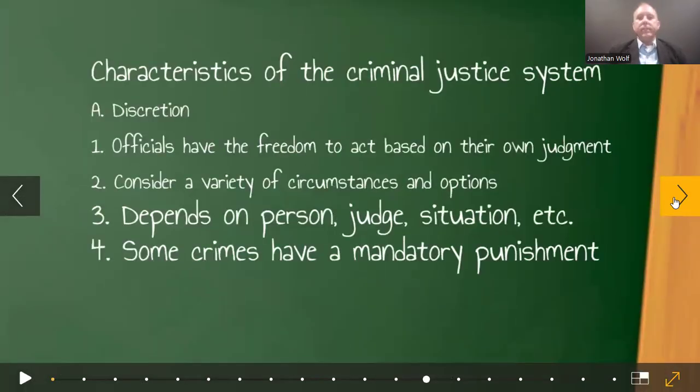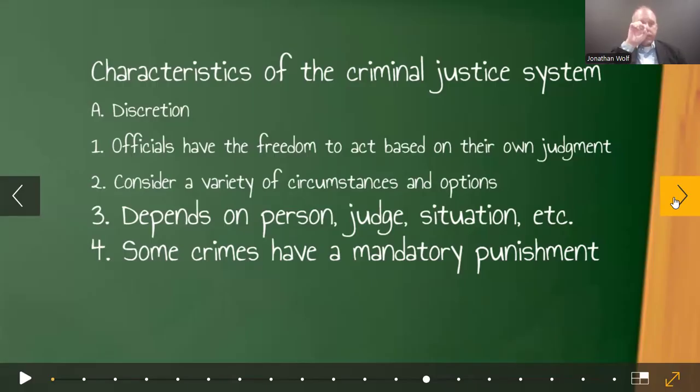A couple characteristics of the criminal justice system, or traits or qualities. You could use any word that you want to there, but I just chose to use characteristics. The first one there is discretion. And what discretion refers to is that officials, police in particular, have the freedom to act based on their own judgment, considering a wide variety of circumstances and options. It depends on the person, the judge, situation, and other factors.